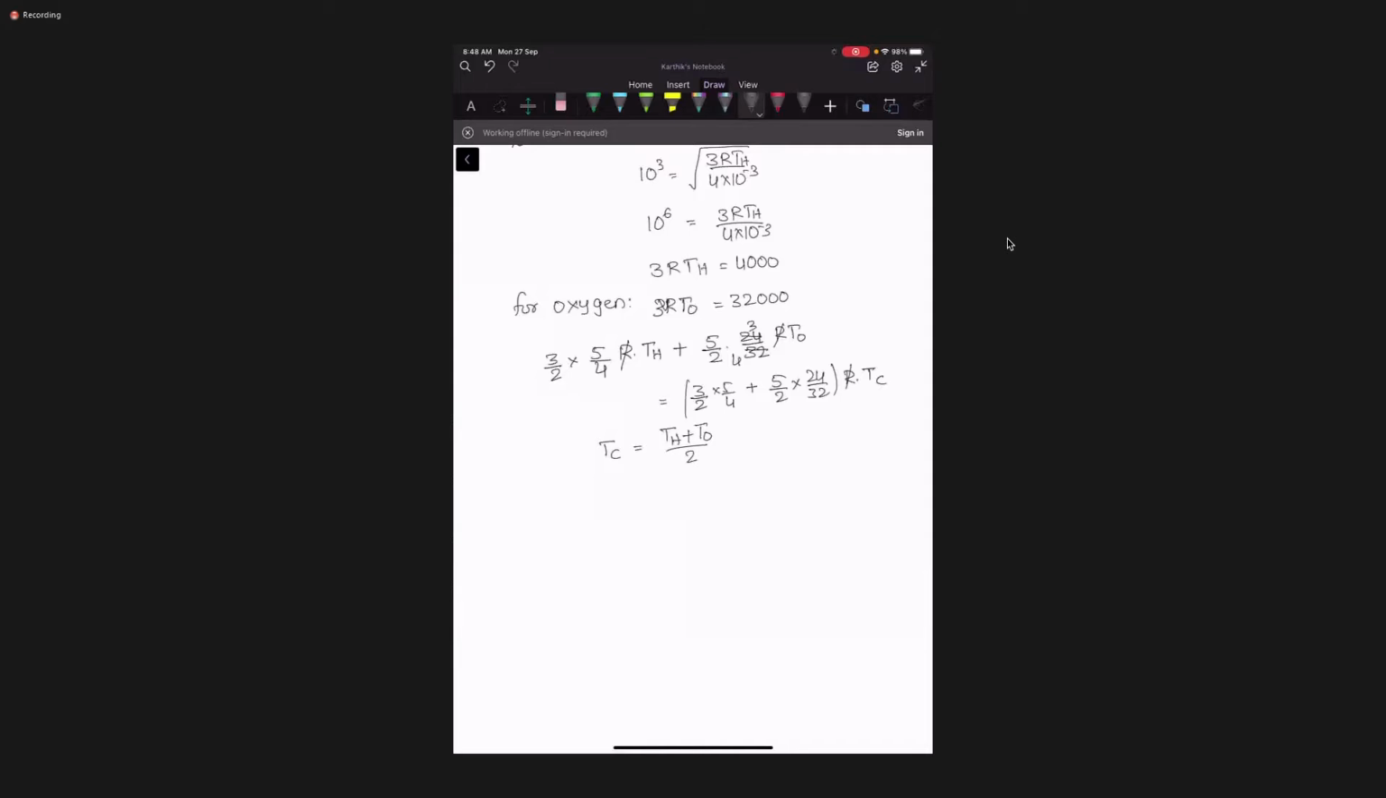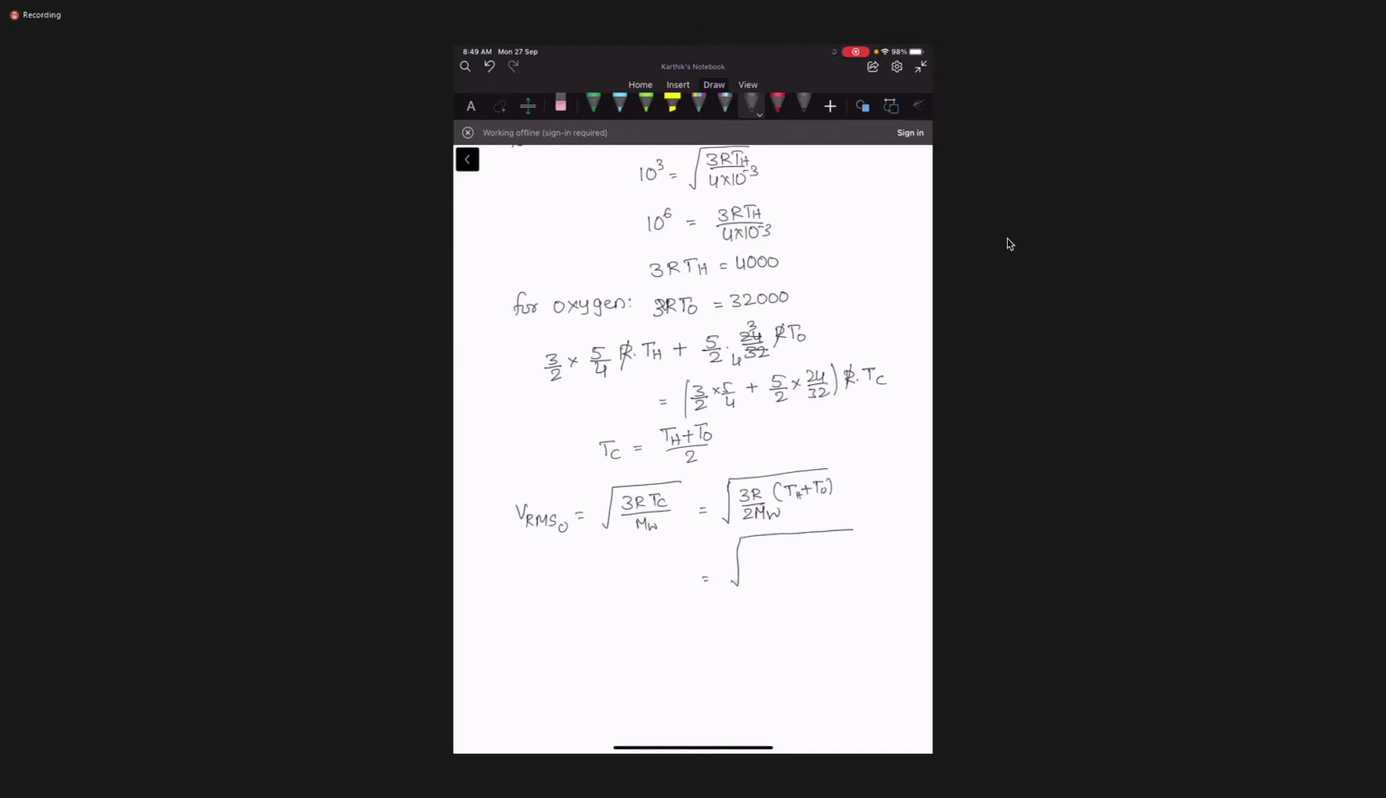Now, after mixing, what will be the RMS of oxygen now? Under root 3RT divided by molecular weight. So it will be under root 3R by 2M_W into T1, or TH plus TO.